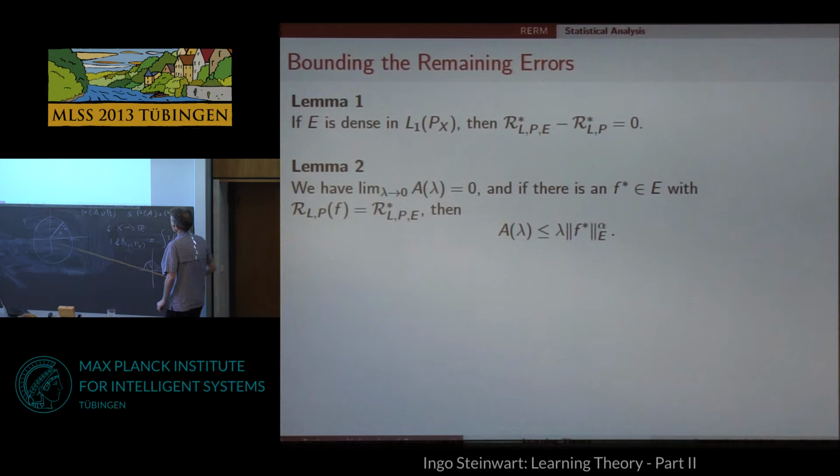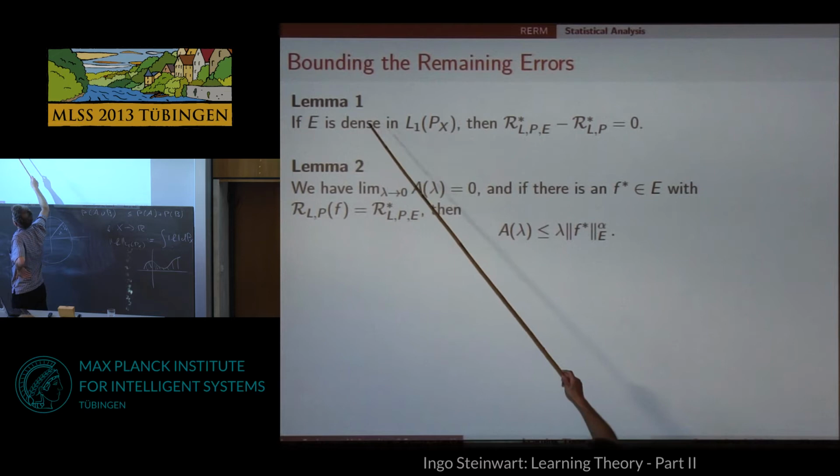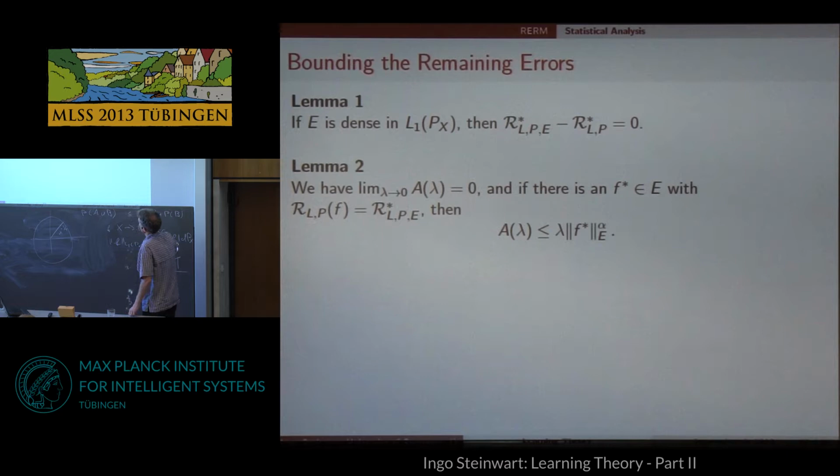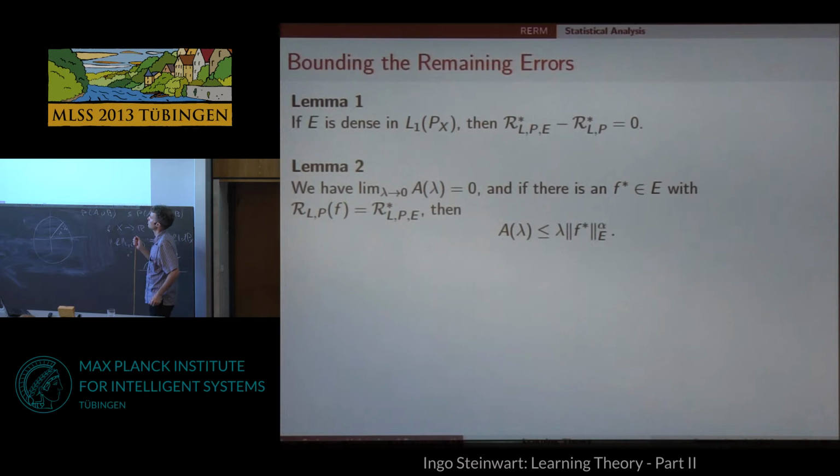And what we assume here is basically that whenever we have an element of this space here, we can arbitrarily approximate it by elements of E. This is denseness. And as soon as we have a space which is dense in L1 of P_X, then this approximation error vanishes. And basically, this assumption of denseness here is in many, many cases also necessary.